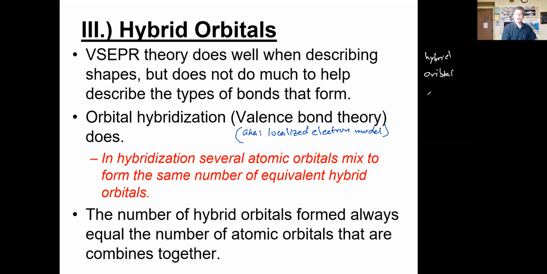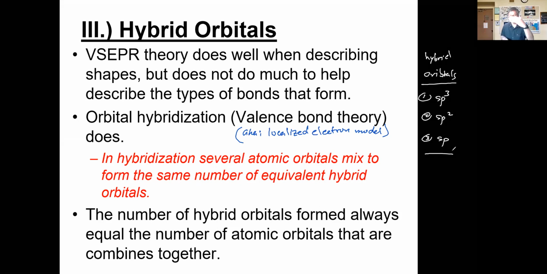and that I will show you are what are called sp3 hybrid orbitals, sp2 hybrid orbitals, and sp hybrid orbitals. So those are the 3 types of hybrid orbitals that I will be teaching you in this class. Again, there are others, such as sp3d and sp3d2, and so forth. But for this class we're going to keep it very basic, and we're just going to talk about how these 3 hybrid orbitals form.